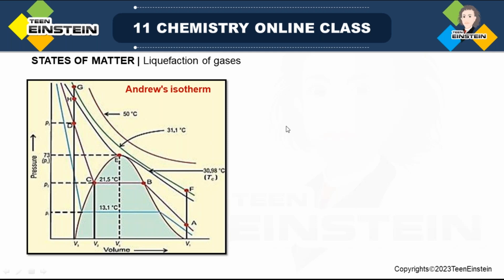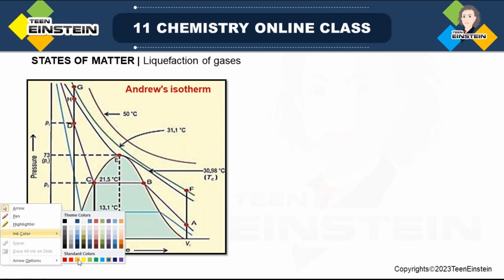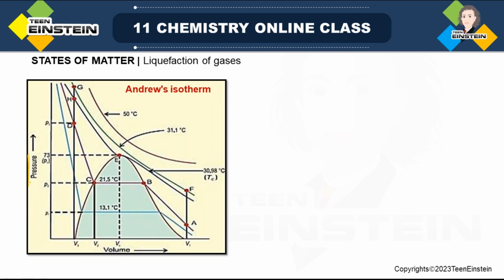As it is an isotherm, obviously it is a PV plot, and in this PV plot we have taken pressure on the y-axis and volume on the x-axis. The lines that you are seeing: suppose this line is at 50 degrees, then the next line, as the temperature is gradually lowered, is 31, then the next line, this black one that I'm talking about, is 30.98. So see, 31 and 30.98, very low difference, it is almost the same temperature, but still look at the difference.